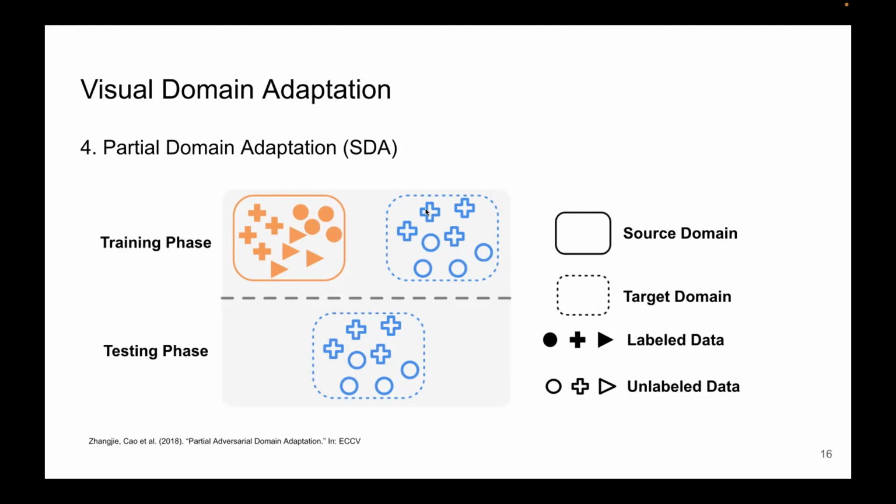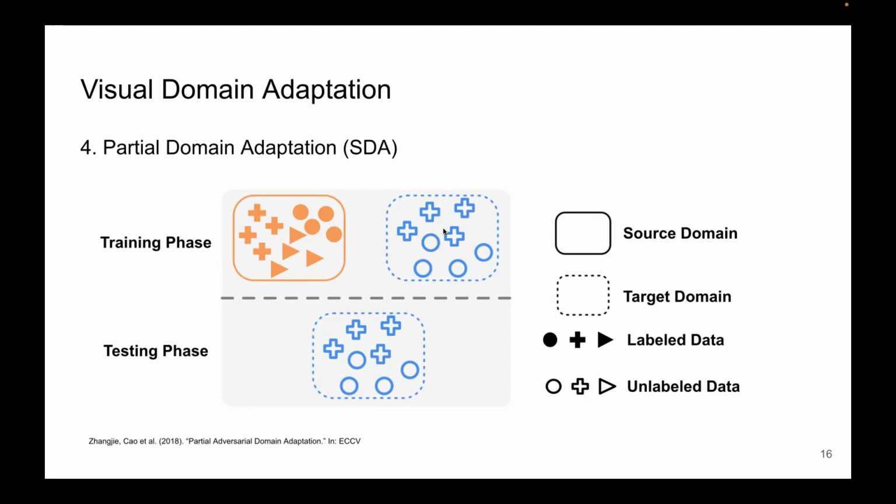And we assume that the label space of the target domain is only a subset of the label space of the source domain. As you can see from this figure, in the target domain, we only have two classes, which is a subset of the classes in the source domain. And during the testing phase, the label space is consistent with the one in the training phase for the target domain. So there's nothing special here. The main special part is that the source domain contains richer information than the target domain.